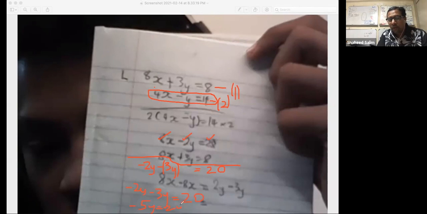Then what you're going to do? Now you want to find what is 1y, right? 1y. So you just take 20. y equals to 20 divided by, bring the whole thing all opposite, minus 5. Put it below here. Minus 5. So you get y equals to minus 4. 20 divided by 5 is 4. Plus divided by minus is minus. So y equals to minus 4.